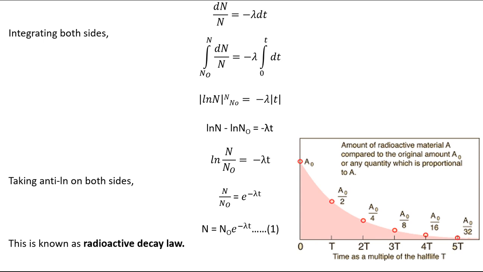Sometimes it is much easier to find the number of decays instead of counting the parent nuclei. The same relation holds with A, which is A equal to A naught e to the power minus lambda t, where A is the activity of the material, which usually counts the number of decays. So this radioactive decay law is like this.